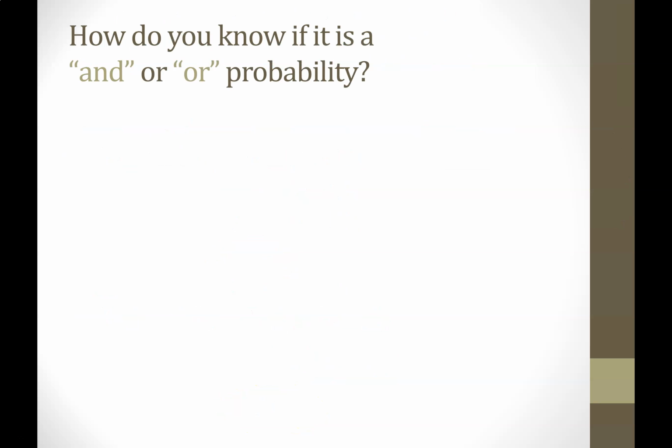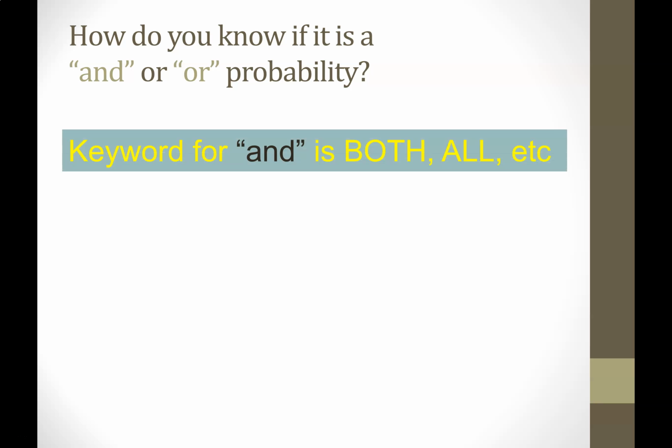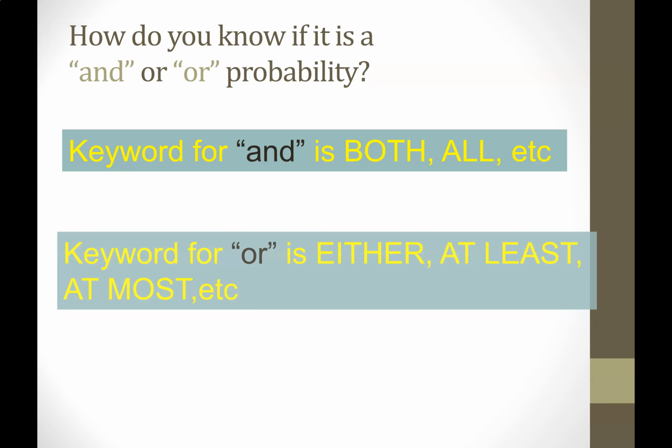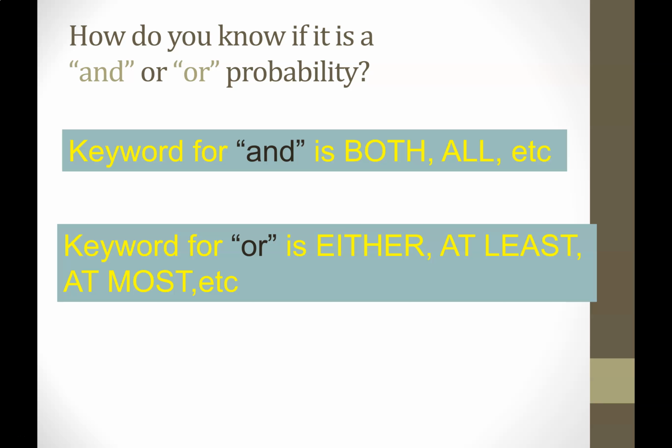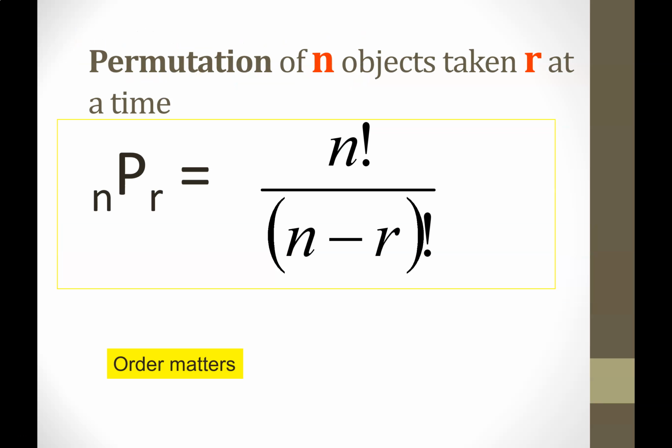All right. How do you know if it is an "and" or an "or" probability? You have keywords here. For "and," it's going to be both, all, etc. For "or," it's either, at least, at most.